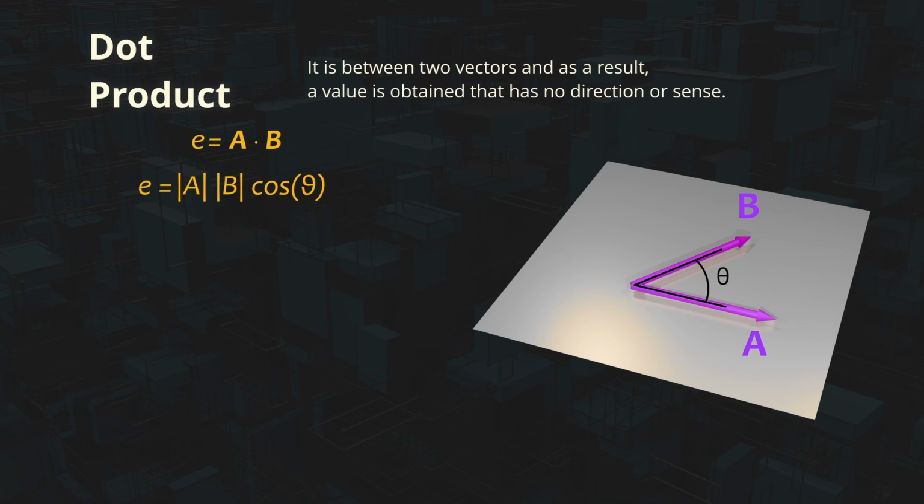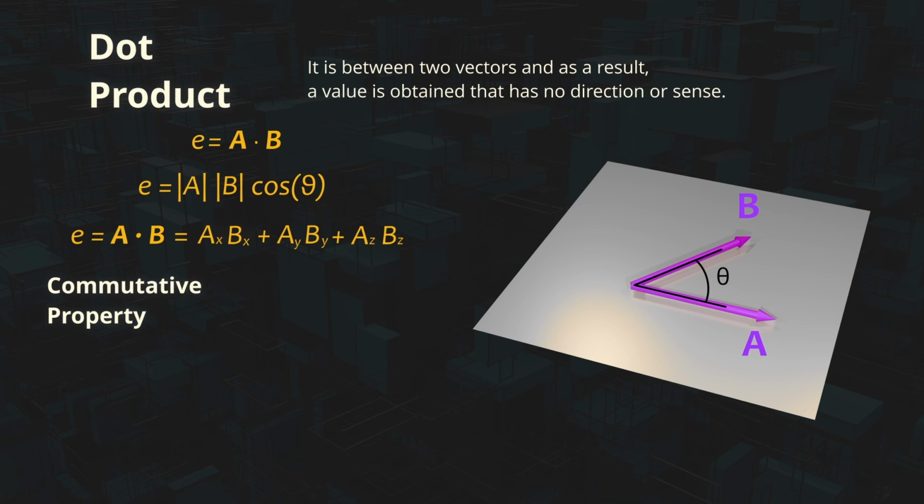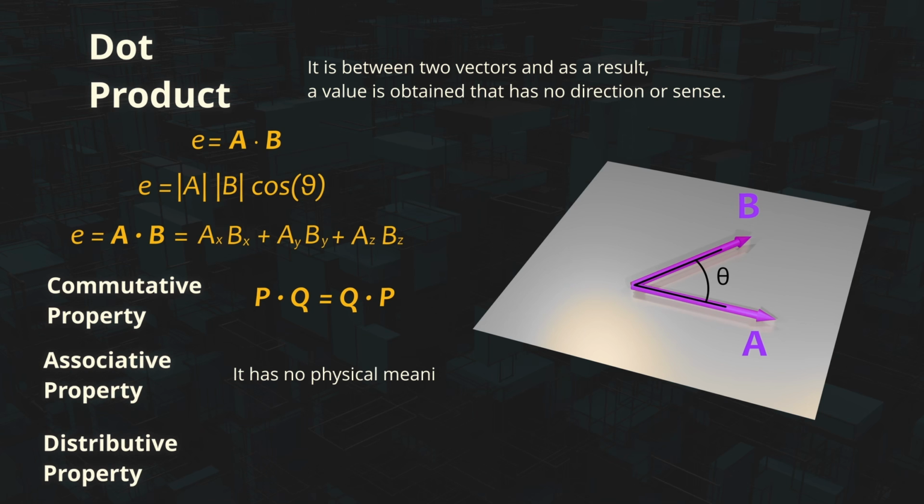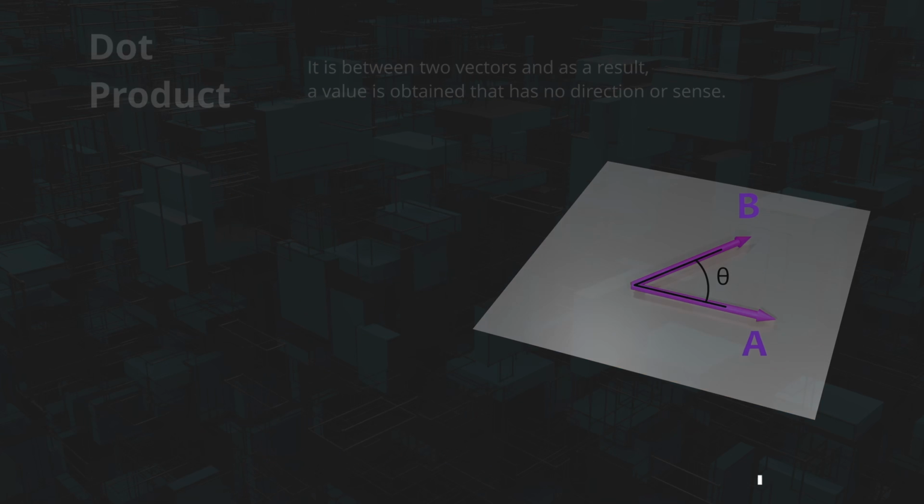With rectangular components, it can also be calculated as shown on the screen. The scalar product has the commutative property. This is that P dot Q is equal to Q dot P. It doesn't make much physical sense in this case to talk about the associative property, but the scalar product also fulfills the distributive property, as can be seen. The scalar product has various applications in physics and engineering, such as the projection of a vector onto another, or onto an axis, and the determination of the angle between two vectors.